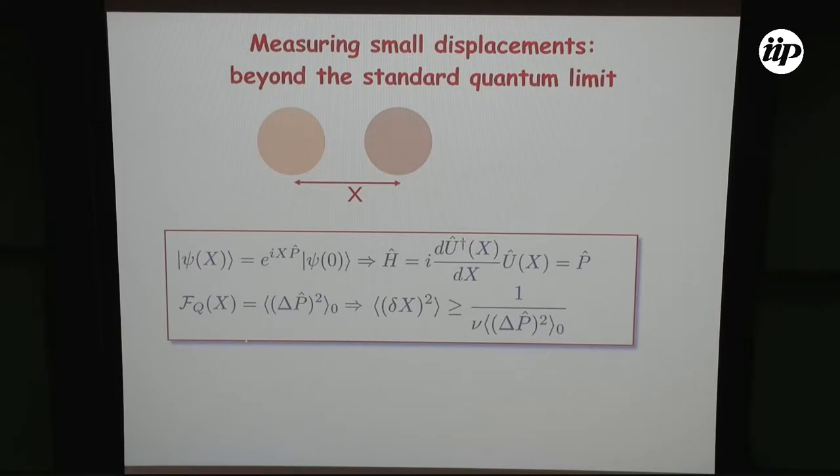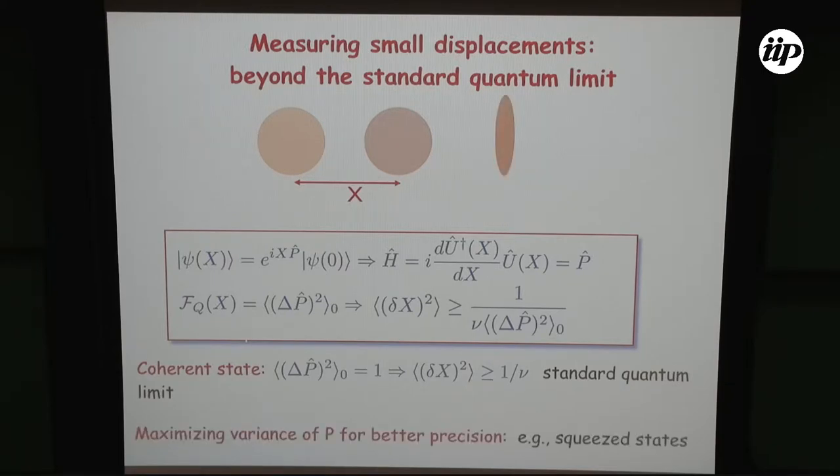Now, I want to get better than that. So for a coherent state, of course, this uncertainty will be bounded below by 1 over the number of repetitions, and this is the standard quantum limit. Now I can do better than that by using a squeezed state. Of course, if you use a squeezed state, so you increase the variance in the momentum, then you have better precision, and you see that this expression confirms that if you increase the variance in momentum, you do get a better lower bound. So that's the general idea.